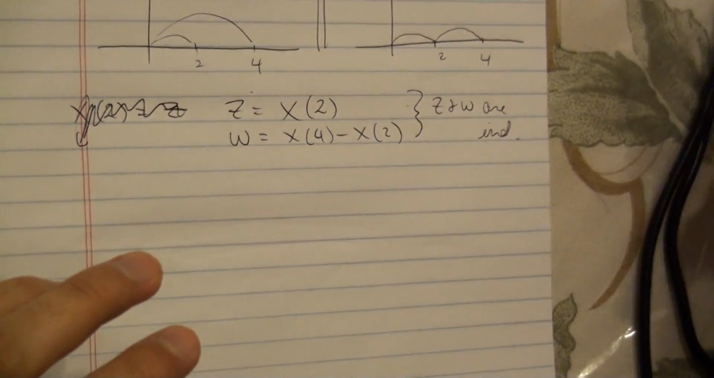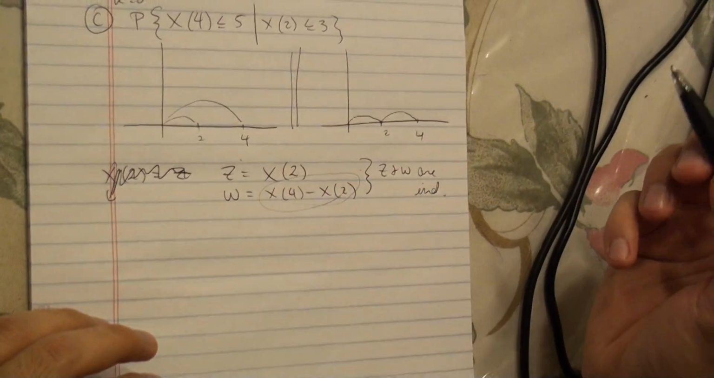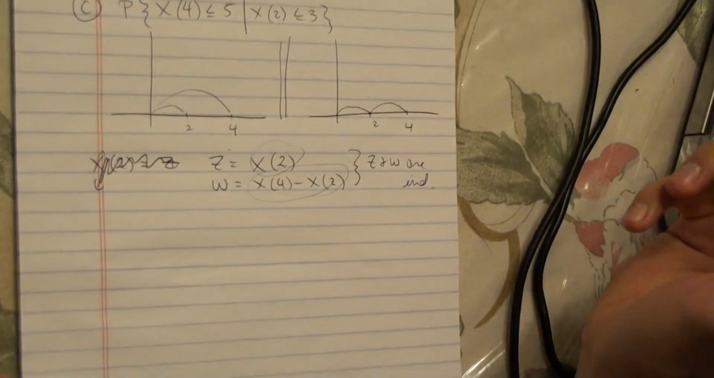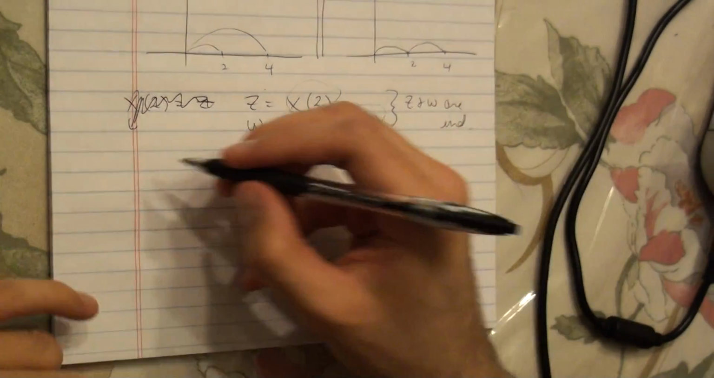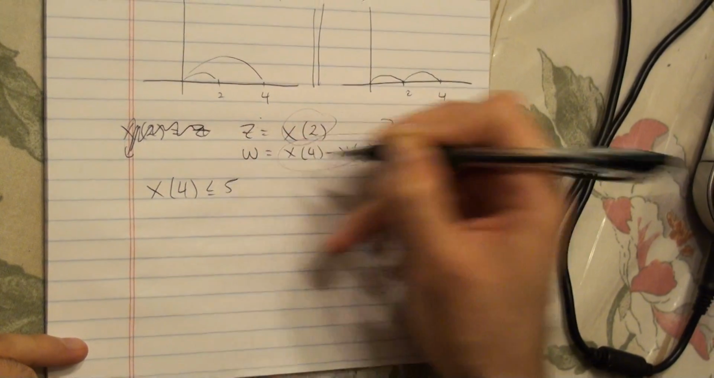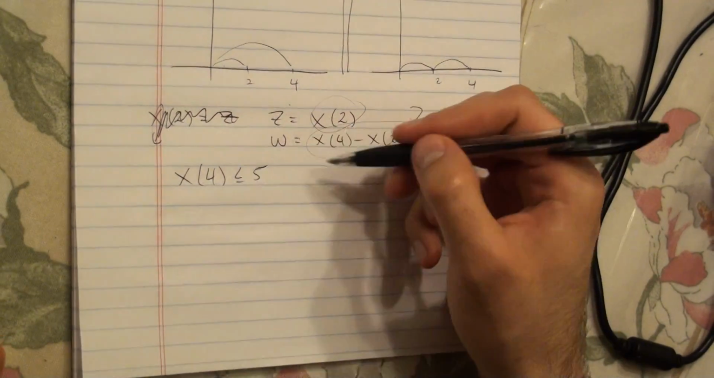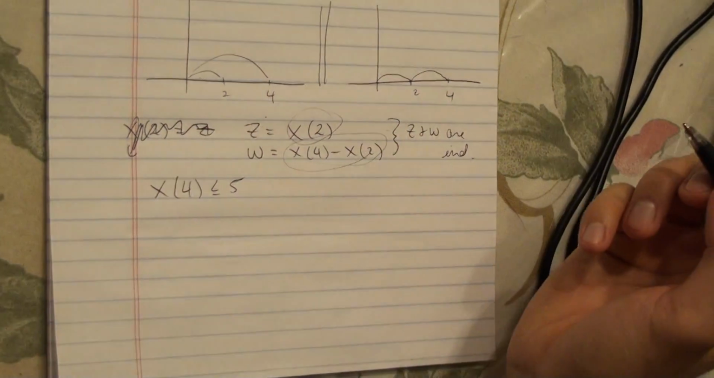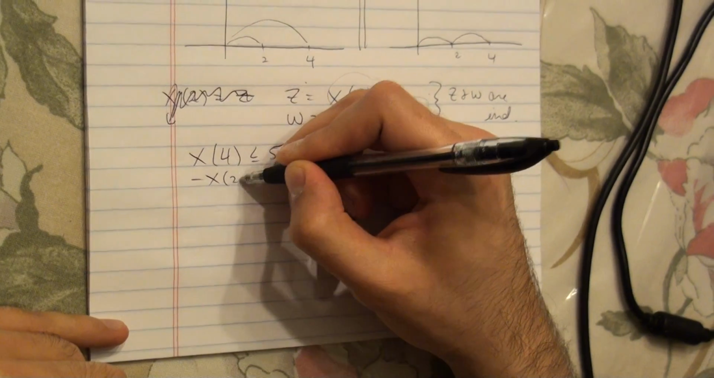That's great. But we don't have this in our conditional probability. We just have X of 4. This is okay because we have X of 2, so it's cool. Here, we have to be, again, a little clever. So we have X of 4 is less than or equal to 5. Well, I can add or subtract anything from both sides and the inequality still holds. So let's say I subtract X of 2.